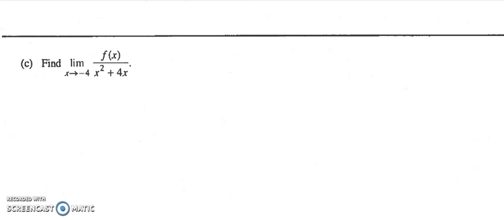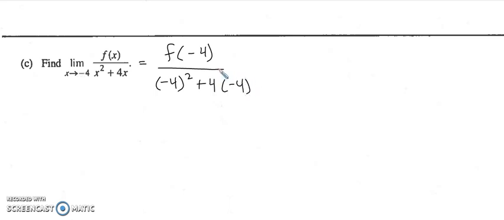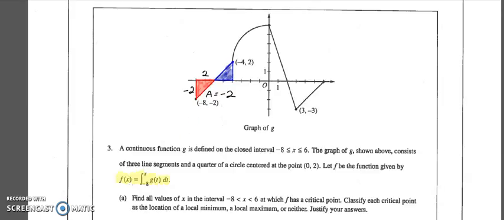In part C, you have to find the limit as x approaches negative 4, and you always should try direct substitution. First thing you should do is try direct substitution to see if that works. Okay, now in the denominator here you get 16 minus 16. Now, how do we calculate f of negative 4?